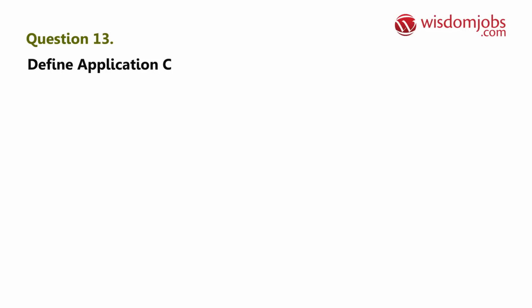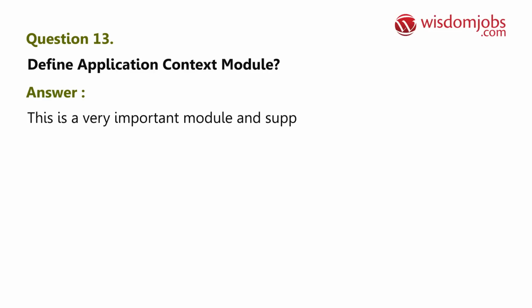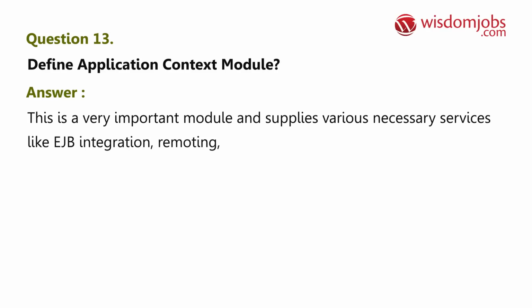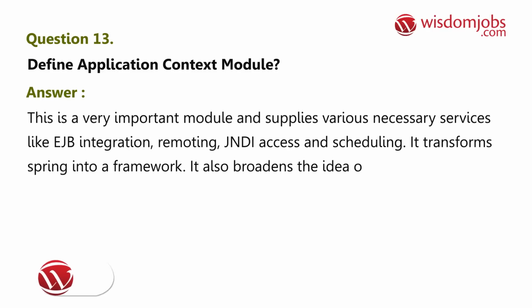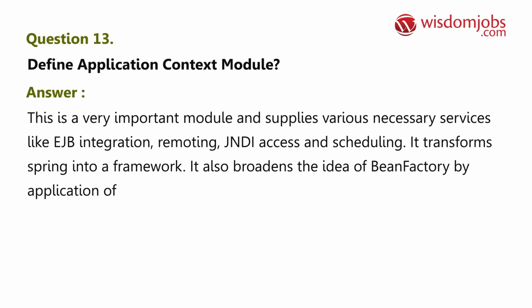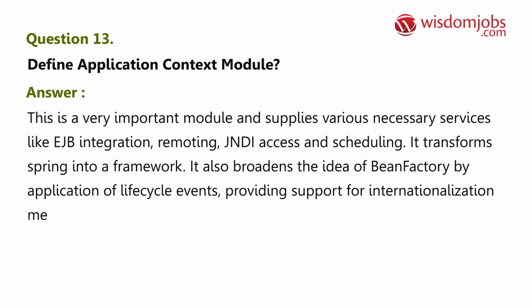Question 13. Define application context module. Answer. This is a very important module and supplies various necessary services like EJB integration, remoting, JNDI access and scheduling. It transforms Spring into a framework. It also broadens the idea of Bean Factory by application of lifecycle events, providing support for internationalization messages and validation.